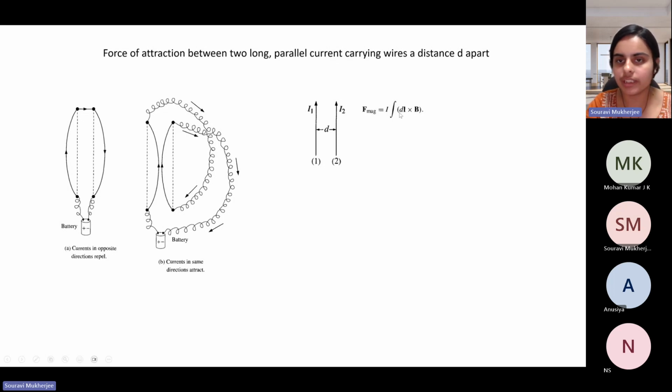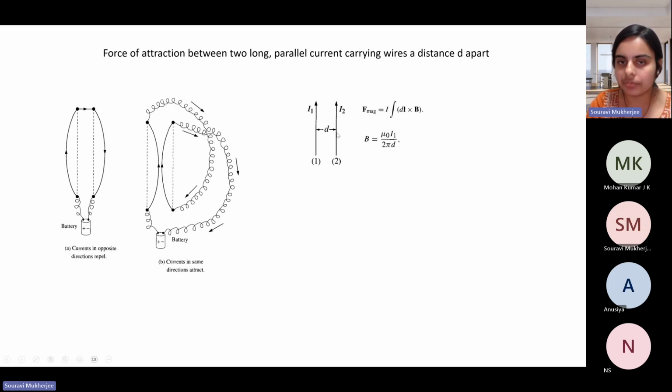F is equal to I into dl cross B. Now here, if you suppose this is your current carrying wire, what is the field that one would experience at this point? We already know that. We know the field for an infinitely long current carrying wire, and that is given as mu 0 I by 2 pi d. This is something we derived in the last class from the Biot-Savart law.